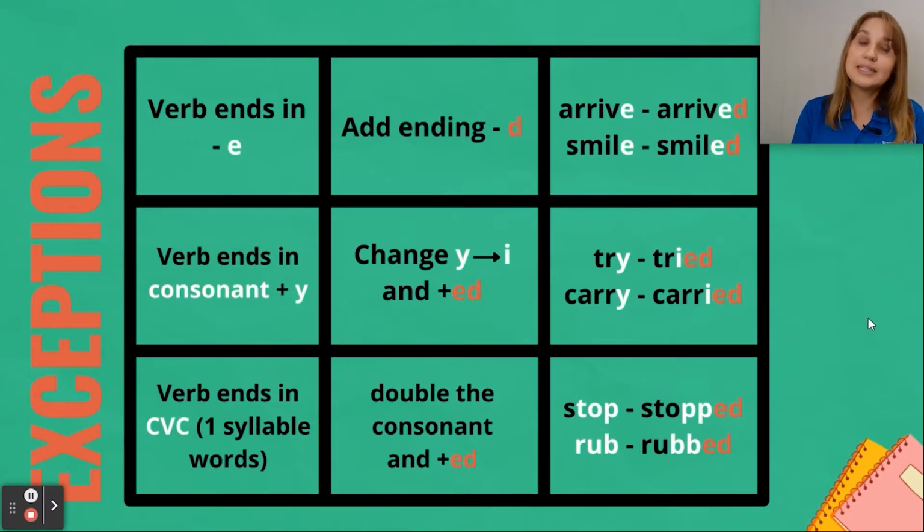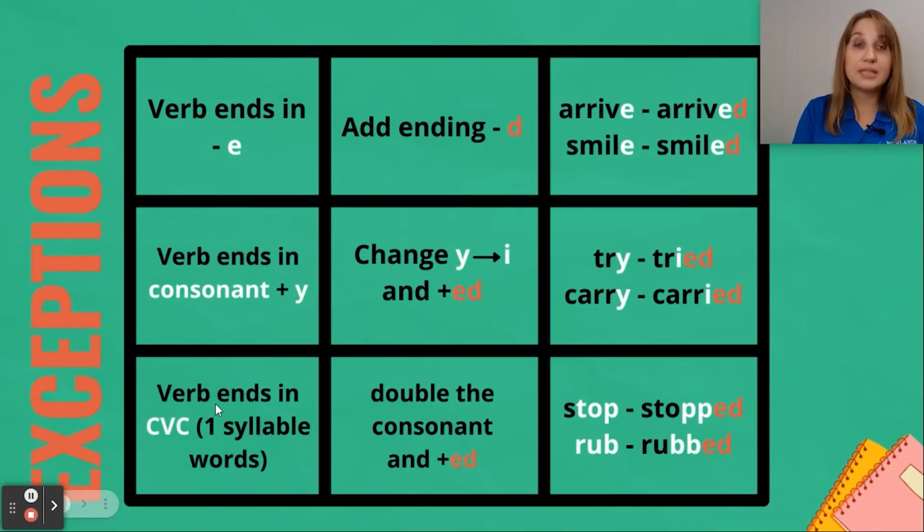We do have some exceptions here. If a verb ends in the vowel E, we are just adding D. For example, arrive, we already have E at the end. Therefore, we would just add D. Arrived. Smile, smiled. If we have a verb that ends in consonant plus Y, we would change Y into I and we would add the ending ed. For example, try, tried, carry, carried.